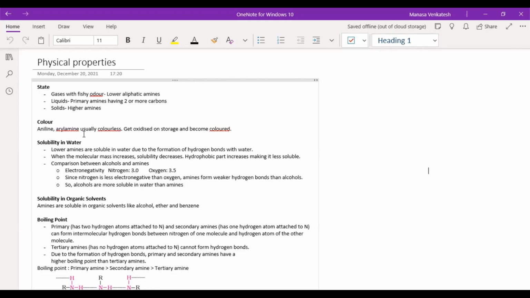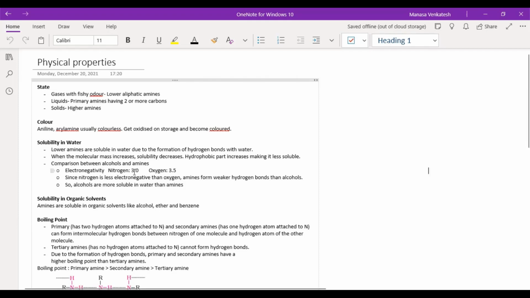Like we learned for the other functional groups, lower amines are soluble in water. This is because of their ability to form hydrogen bonds. Obviously, when the molecular mass increases, the solubility decreases because of the length of the hydrophobic chain. Now, when we compare alcohols and amines, the oxygen atom has a higher electronegativity than a nitrogen atom.